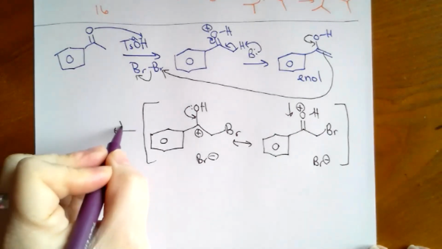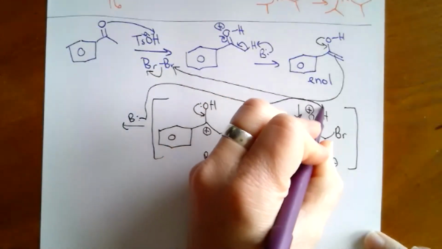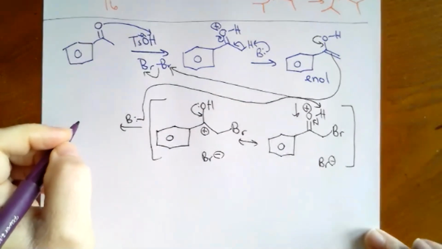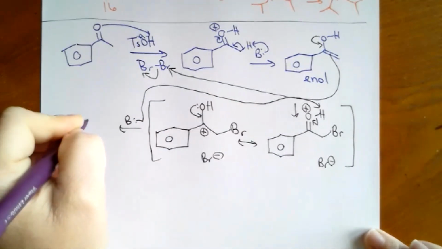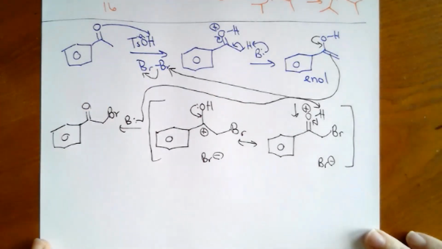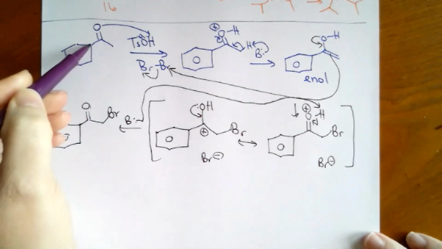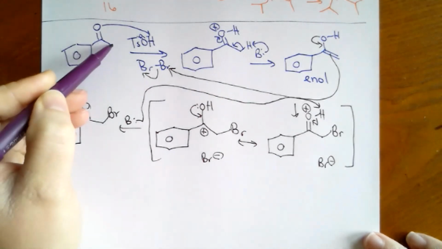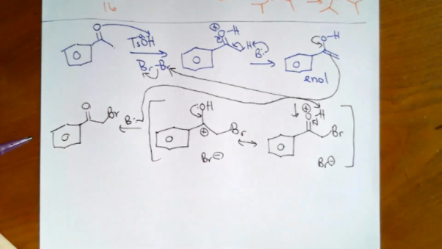And then some base cleans up. It may be bromide. It may be the solvent. Who knows? Some base cleans up, and we get here. Ta-da! Alpha halogenation. Remember the notes said in acid, one alpha hydrogen is replaced. We didn't have any alpha hydrogens on this side. That's how I knew I needed to replace over here. But only one gets replaced in acid.